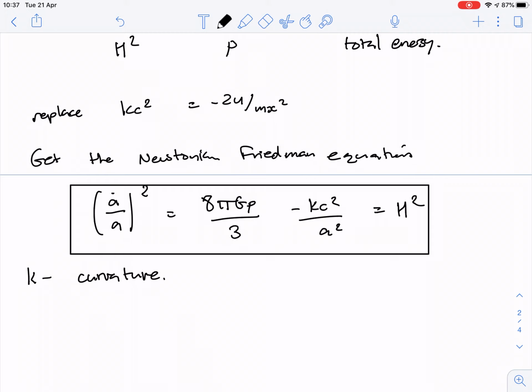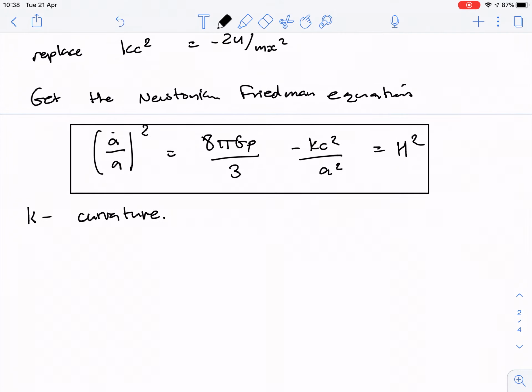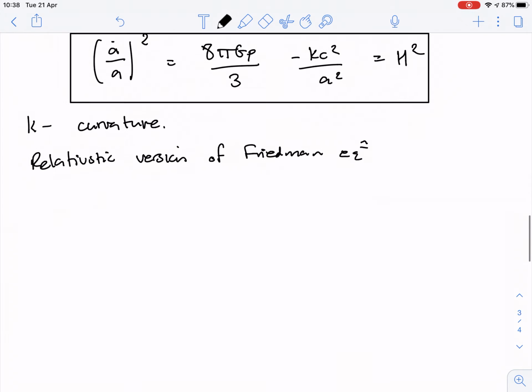So the total amount of mass energy that you have in the universe dictates whether or not the universe is curved. There is also, and this is what we will use because it's what you tend to see used, a relativistic version of the Friedmann equation. And that looks like the following.